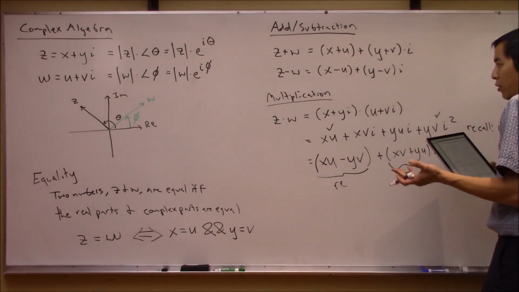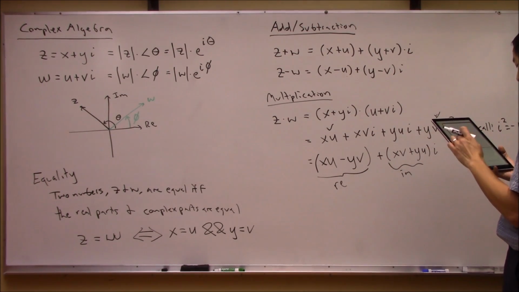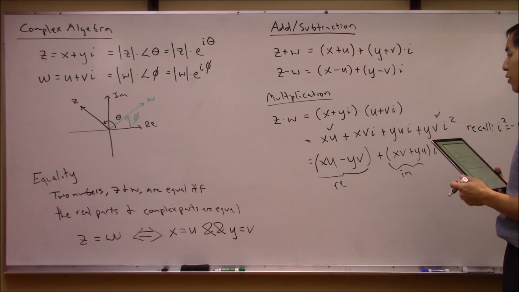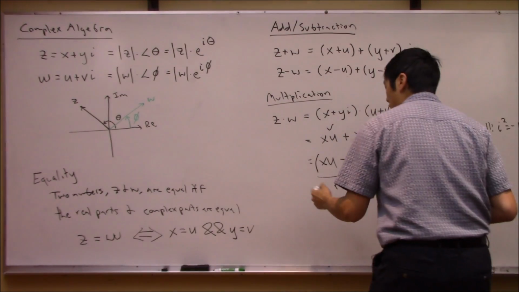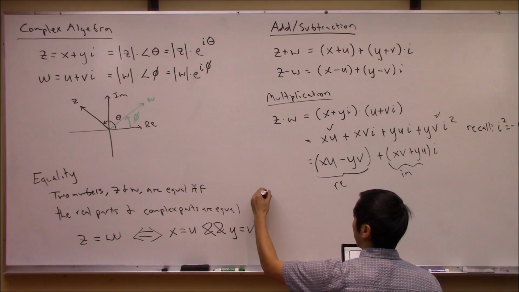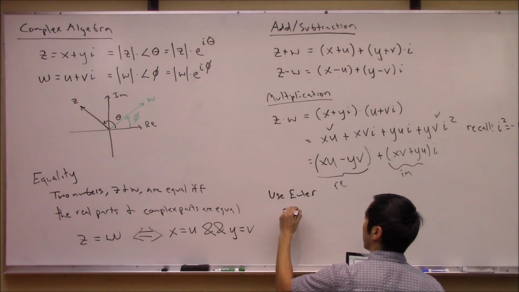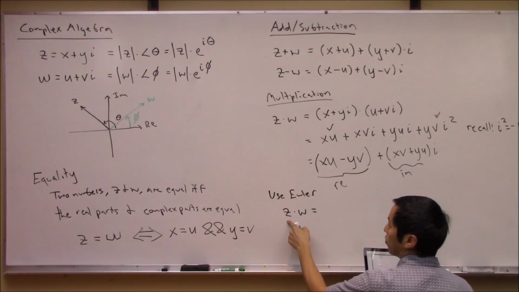So here in multiplication, you can just brute force this by foiling out the expression. Now, alternatively, you could also use Euler's formula to make this a little bit easier. How about let's use Euler? So again, let's do the same operation, z times w, but now let's do this in Euler's format.